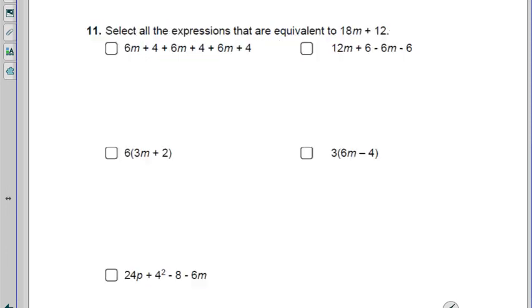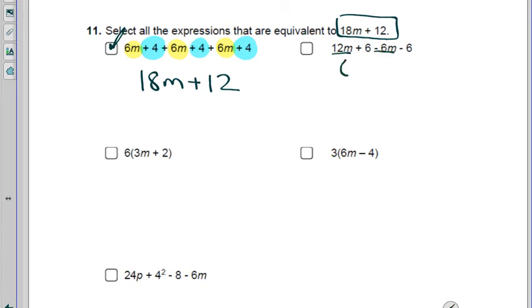All right, this last one we're going to be combining like terms to see if we get an equivalent expression to 18m plus 12. Let's look at these. In this first one, I have 6m's, another 6m's, another 6m's. That's 18m. We also had plus 4, plus 4, plus 4. That's plus 12. Sure looks like that matches. The next one, I have 12m minus 6m gives me 6m. And then plus 6 minus 6 is plus 0. So that is not a match.